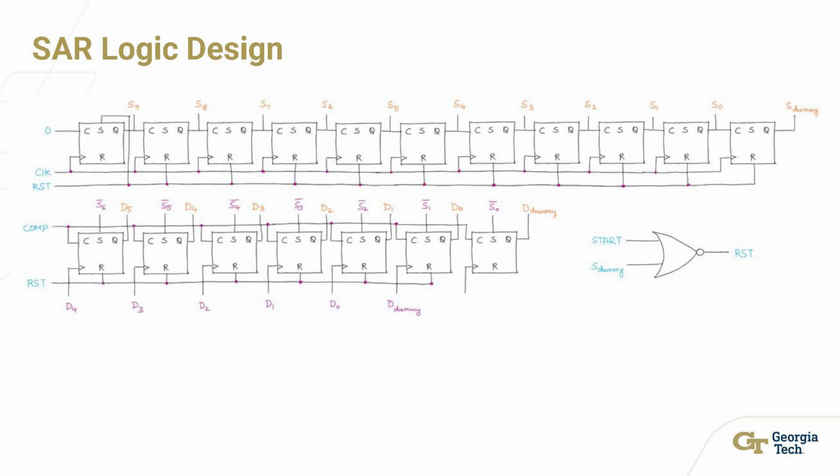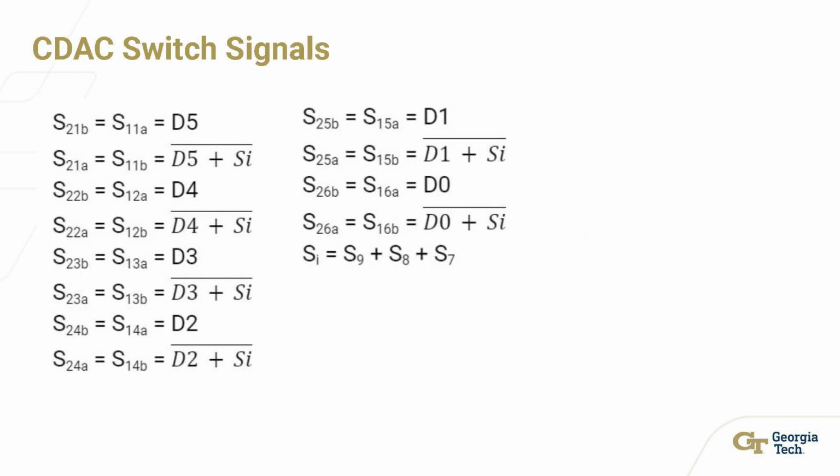Now we look at the SAR logic design. We use the simple design of a 10-bit counter, and then at the bottom you could see the flip-flops whose output is the digital bits, and when the start signal is high, then the SAR logic will start the operation. So once we get the bits from the SAR logic design, we need to use that to give the inputs to the CDAC switches. So on the screen you could see the logic that we use for each switch in the CDAC.